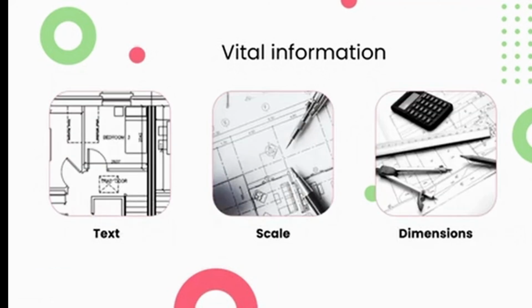Next, we need to include our text, our scale, and our dimension. When we speak about text, we need to add any room names or notation. As you can see in the image on your screen, we've got a little label saying bedroom 3. So obviously we know that that is bedroom number 3. Any kind of text in neat handwriting is really vital to these plans.